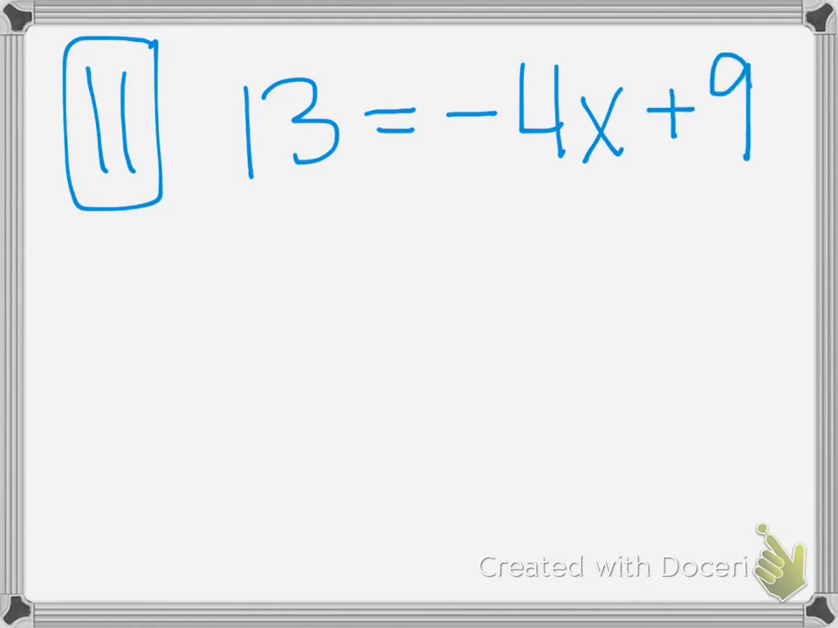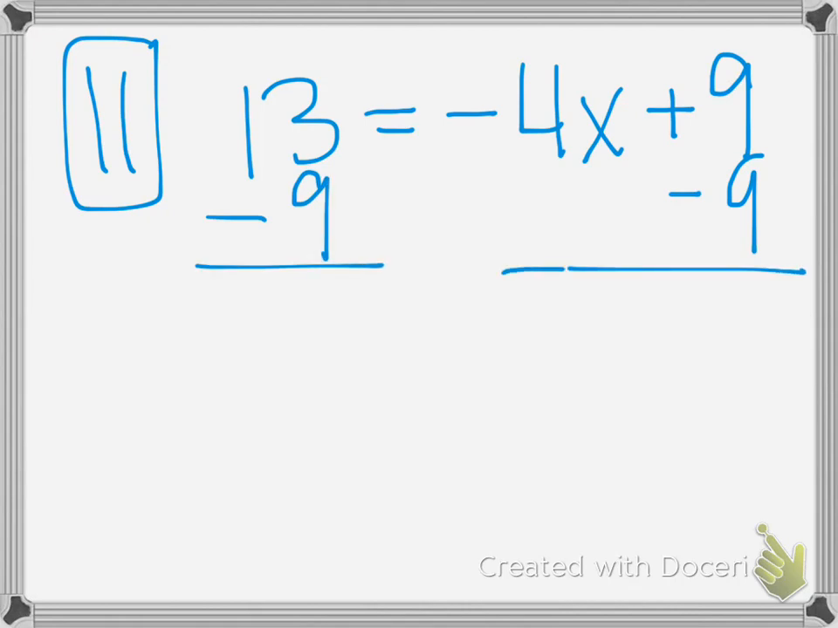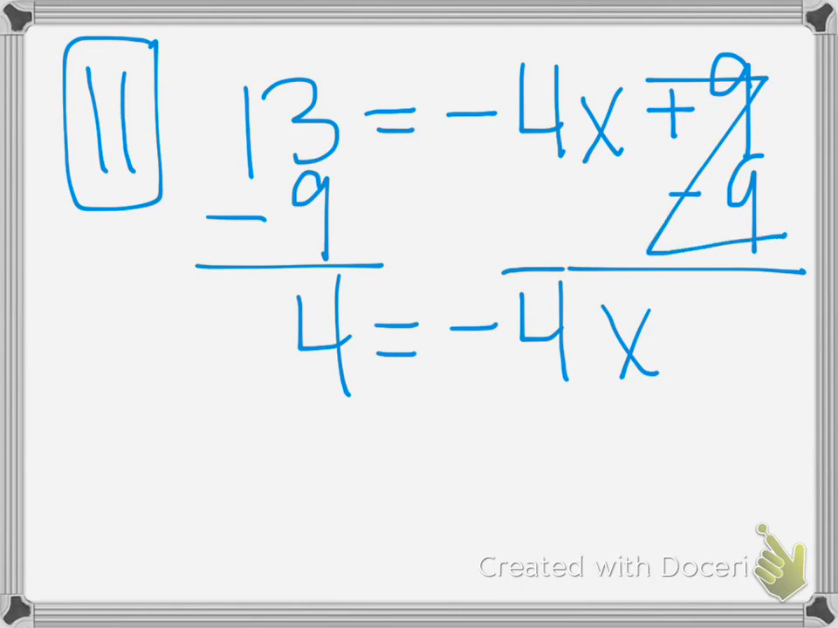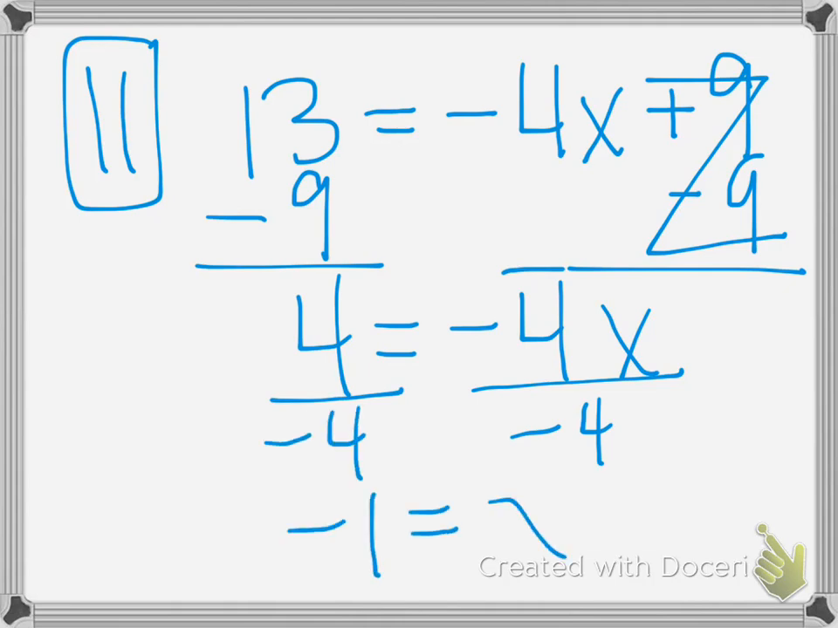So now I'm looking at this. I'm only working on the side that has my variable, so that would be the right-hand side. I'm looking for anything that's been added or subtracted. That would be the plus 9. To undo that, I want to do minus 9 on both sides. So I get 13 minus 9 is 4 equals negative 4x. 9 minus 9 is 0. So dividing by negative 4, I get negative 1 equals x.